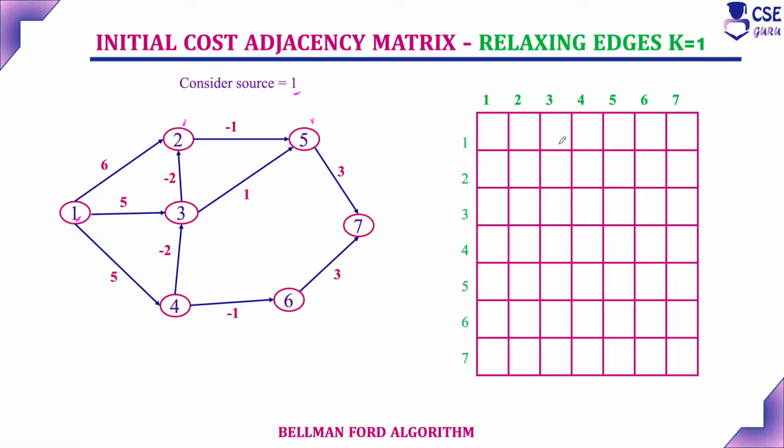Okay, so we will consider that the distance will be 0. So 1 to 1, 2 to 2, 3 to 3, 4 to 4, 5 to 5, 6 to 6, 7 to 7, all will be 0.